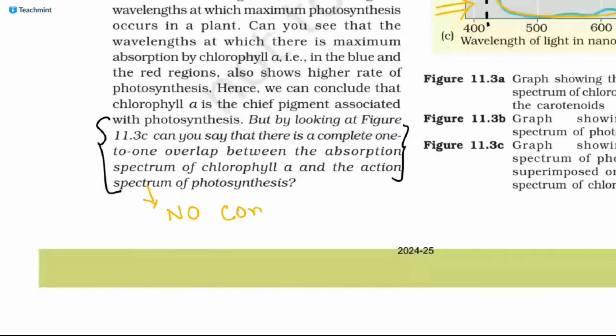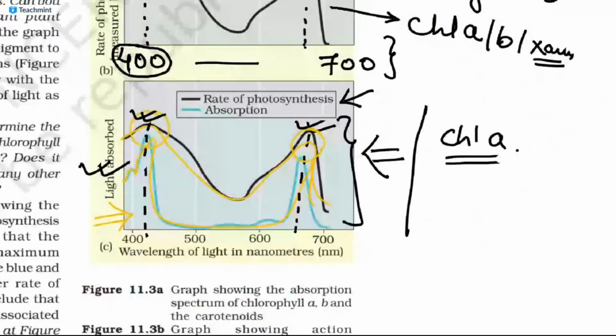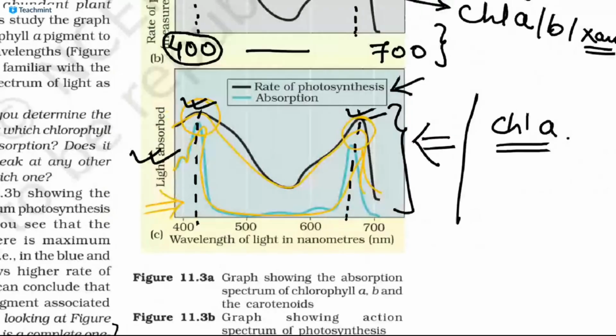Then the question comes, why no complete overlap? Because when the chlorophyll A graph almost decreases to 0 on the scale, the rate of photosynthesis does not reach the 0 mark, and it does not stop. Yes, this is the observation. But why does photosynthesis not stop even if the absorption of chlorophyll A is minimum? At this point in the graph you can see the absorption of chlorophyll A is almost 0, but still there is some amount of photosynthesis here.